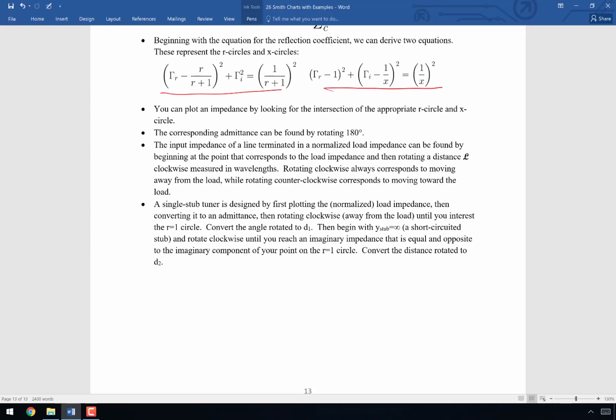We first plotted the normalized load impedance, converted it to an admittance, and rotated clockwise away from the load until we intersected the R equals 1 circle, then converted the angle rotated to D1. Then start with a short-circuited stub, rotate it clockwise until you reach an imaginary impedance equal and opposite the imaginary component of the point on the R equals 1 circle, and convert that distance to D2.